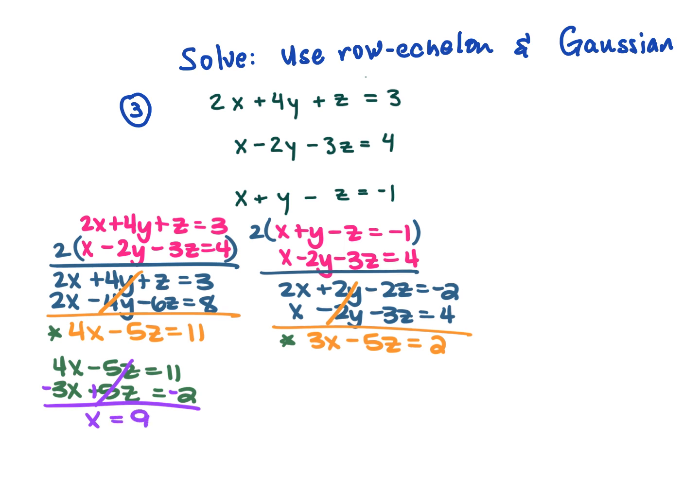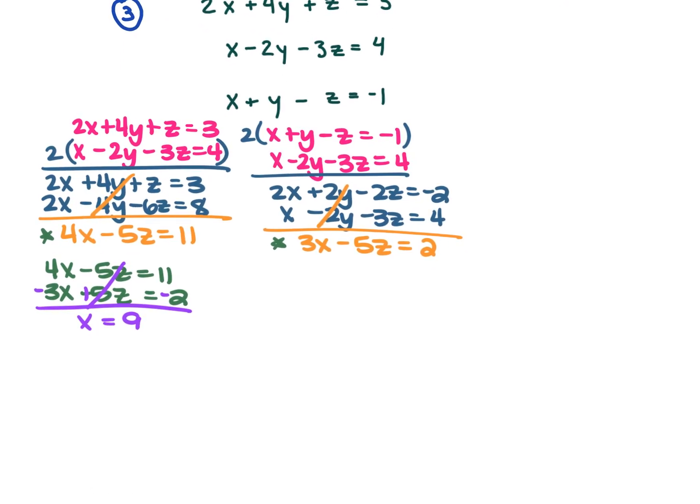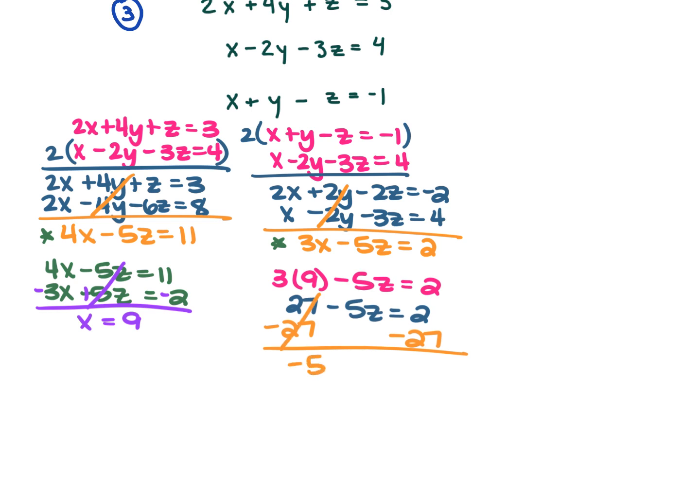We're going to take that 9, plug it into one of our new equations. I'm going to use the 3x minus 5z is equal to 2. So that's going to give us 3 times 9 minus 5 times z is equal to 2. Your 3 times 9 is 27 minus 5z is equal to 2. From here, we're going to move the 27 over by subtracting it from both sides to get negative 5z is equal to negative 25. We're then dividing each side by the negative 5, and we have that z is equal to 5.